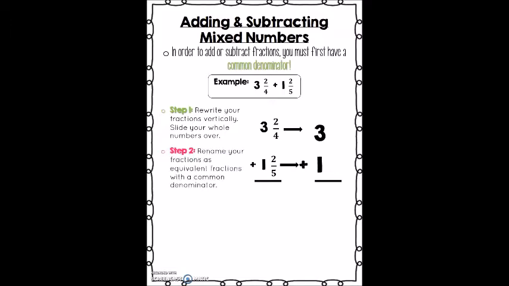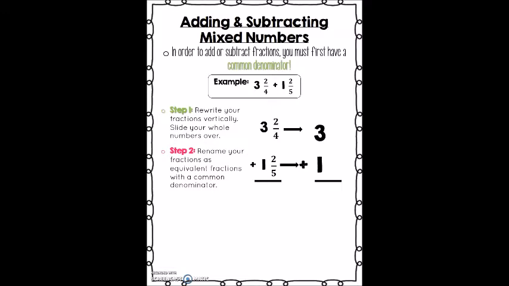Now, my second step will be to rename my fractions as equivalent fractions with a common denominator. Of course, if you already have fractions with a common denominator, you can move right on to the addition or the subtraction, but most often we'll need to find an equivalent fraction.